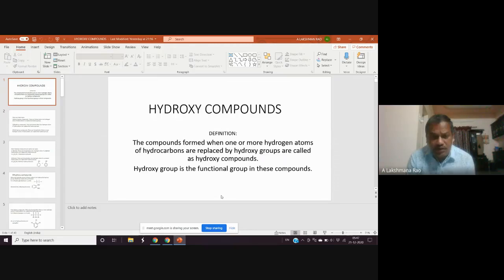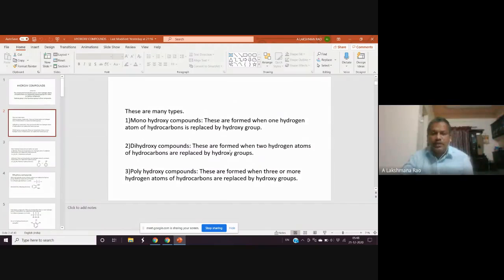In the first classification, we are classifying hydroxy compounds into three types based on the number of hydroxy groups present in the compounds. So, now hydroxy compounds can be classified as monohydroxy compounds, dihydroxy compounds, and polyhydroxy compounds.